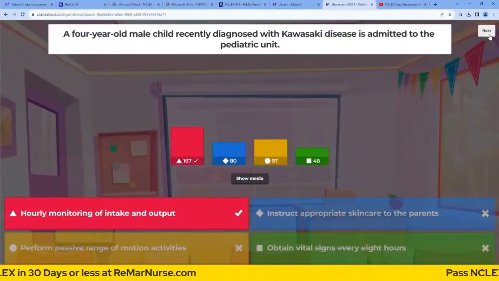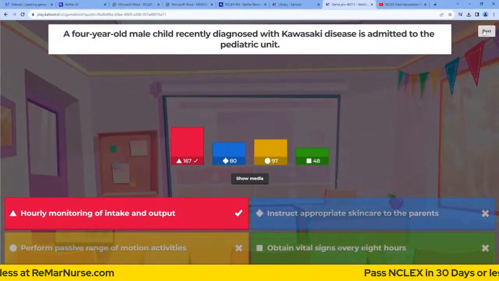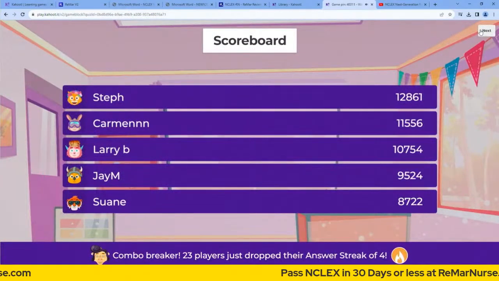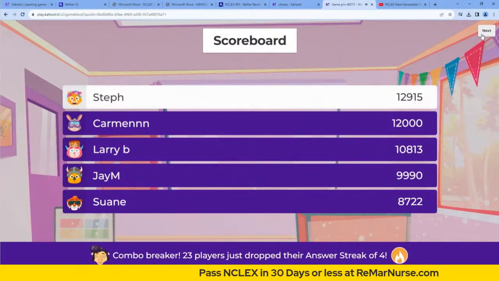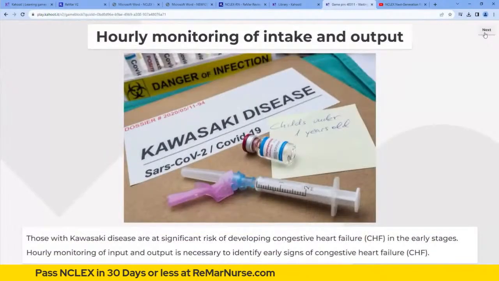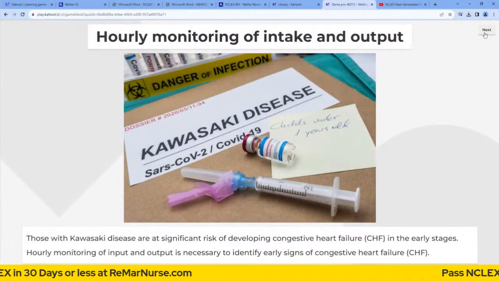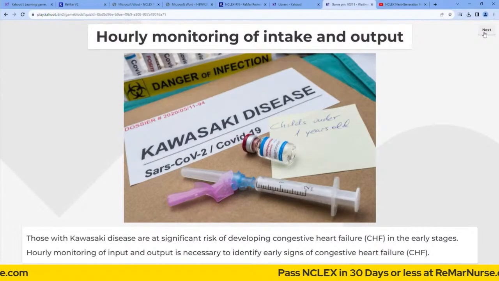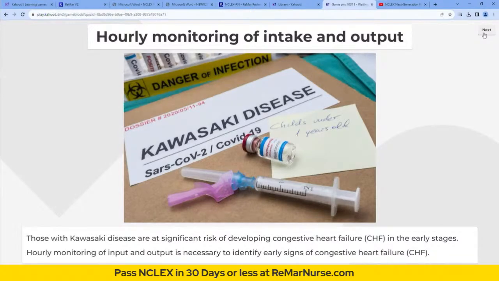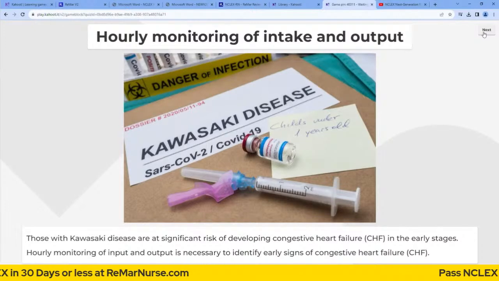So even if you didn't know Kawasaki's disease, you should have been able to prioritize your way out of that one. Correct answer, hourly monitoring of intake and output, okay? Essentially, patients with Kawasaki disease have a risk of developing congestive heart failure in the early stages, so monitoring intake and output is necessary, okay?